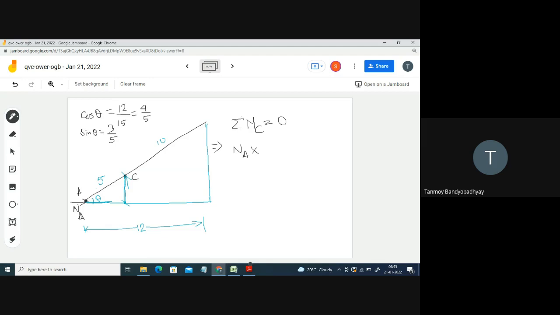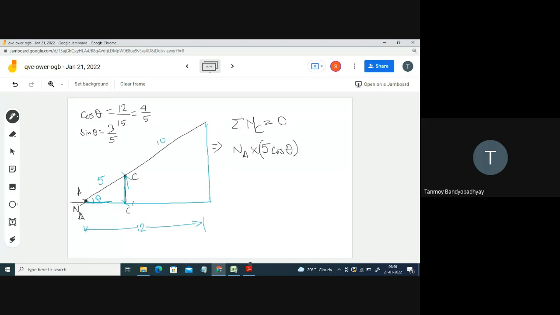So what will be the moment of N? So NA into this distance. So what is this distance? CC prime, let's call it. So what is CC prime? CC prime is 5 sin theta. Just tell me if I am wrong anywhere. Sin theta or cos theta? Cos theta.